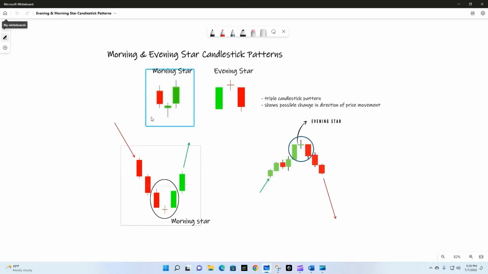So here I have an example. There are two types of stars: the morning star and the evening star. The evening star is here.